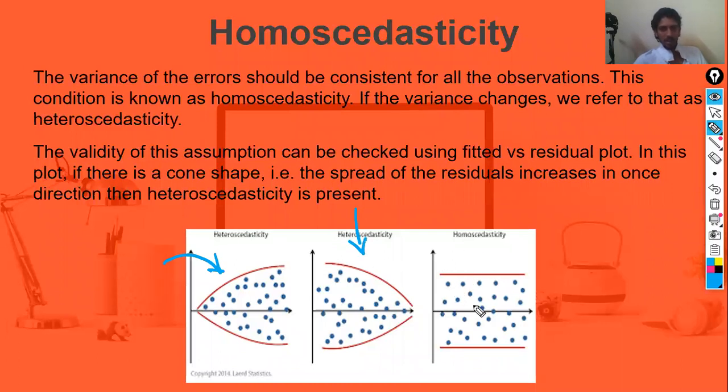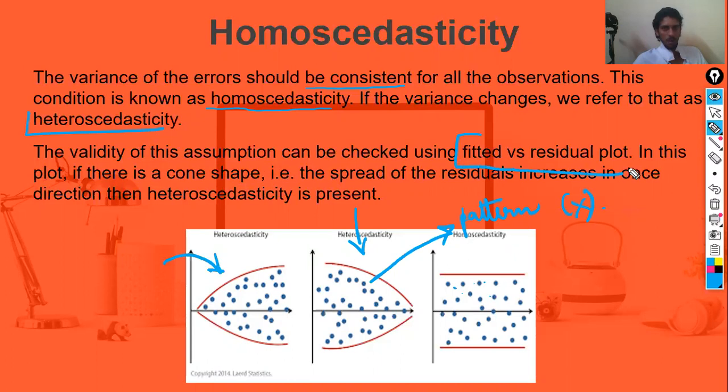And what is the difference between them? You see here that the error is randomly distributed. Here we can see that there is a pattern in error distribution, and patterns are not recommended. So here that's exactly what it is. The variance of errors should be consistent for all the observations. This condition is known as homoscedasticity. If the variance changes, we refer to that as hetero. See, this is hetero.